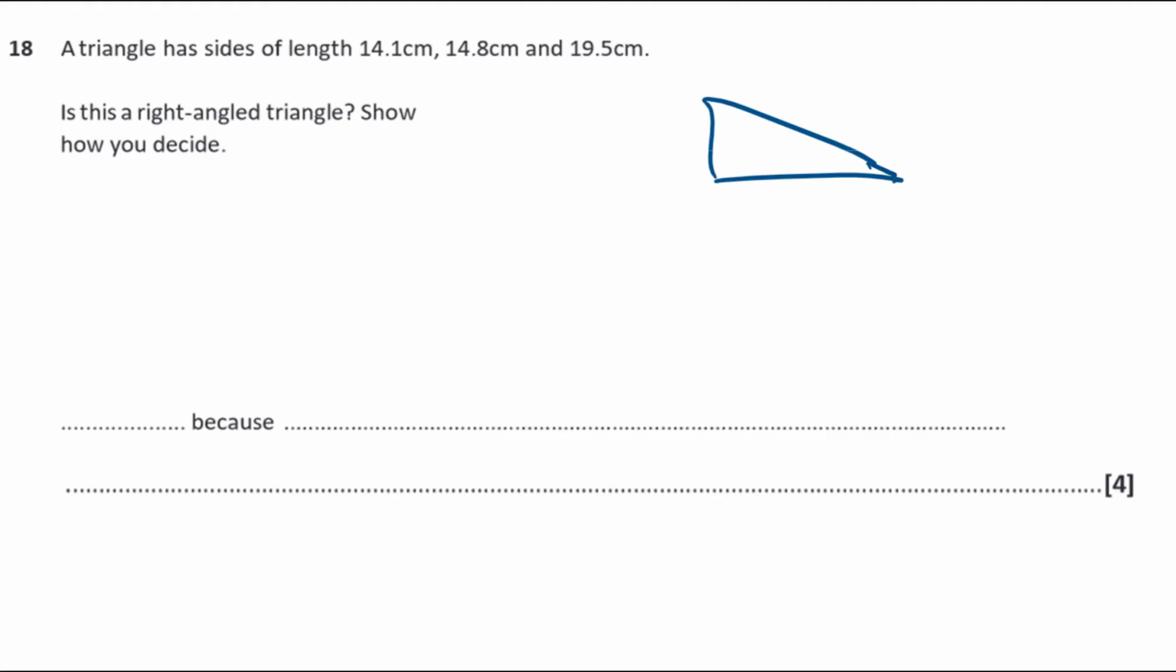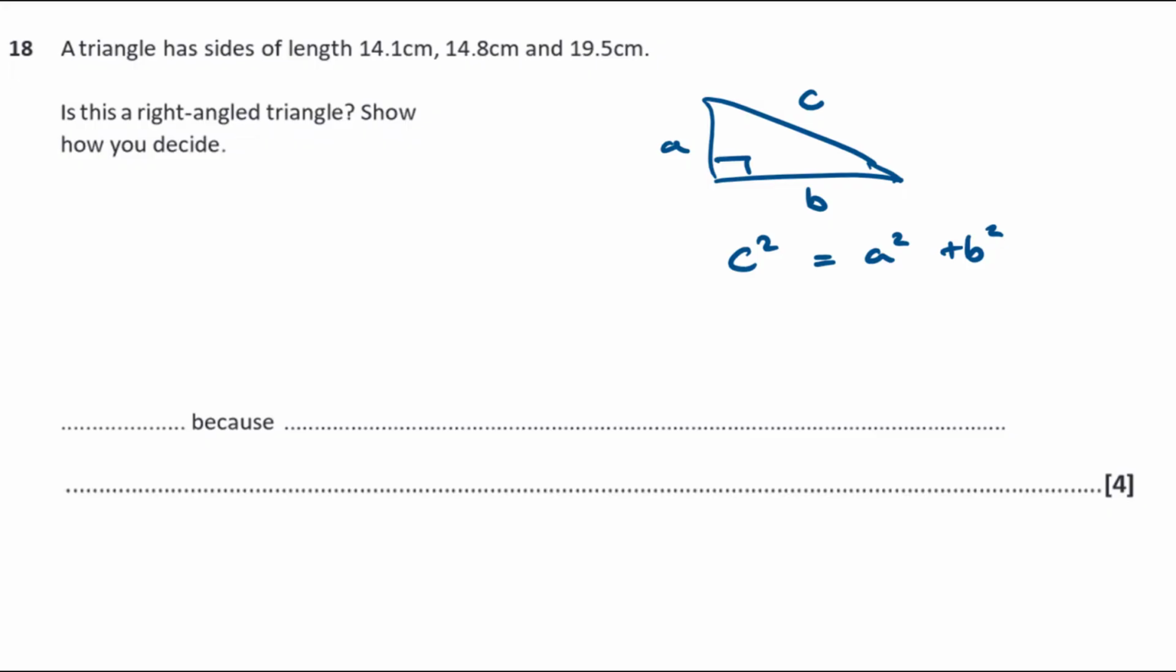Now you should know that if you've got a right angled triangle where the long side is C and the other two sides are A and B, then C squared equals A squared plus B squared. So if it's a right angled triangle, then Pythagoras Theorem states that the square of the hypotenuse equals the sum of the squares of the other two sides.